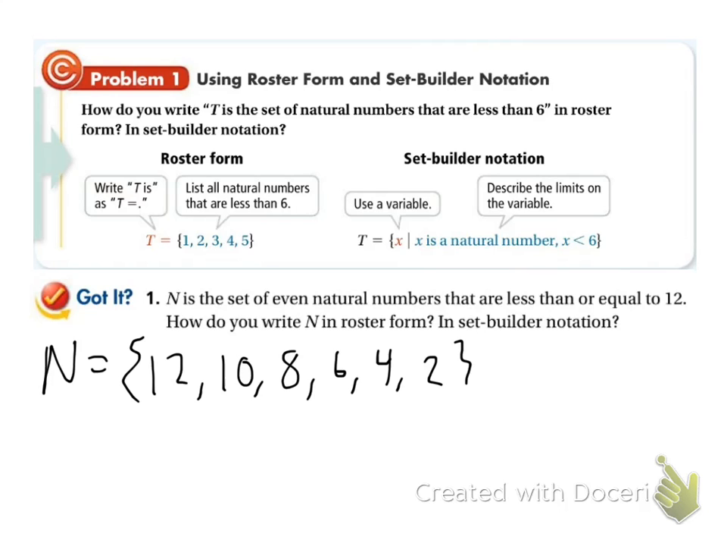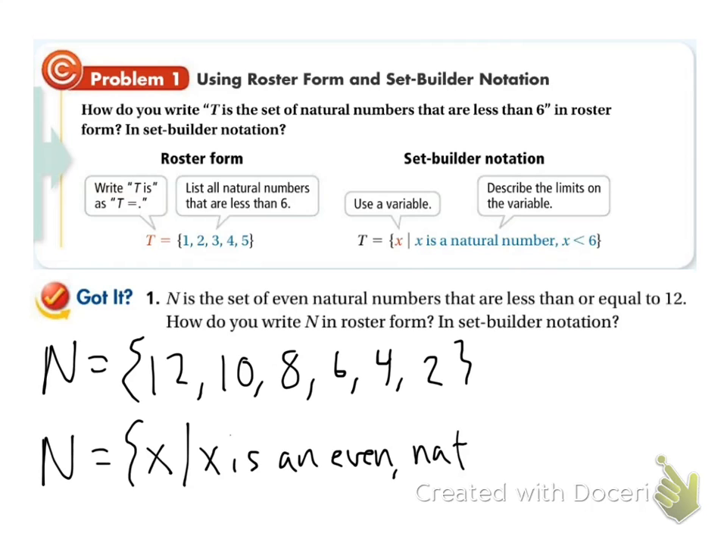And then, to write it in set builder notation, I'll use x. So x such that x is an even natural number, and then I use a comma and I give my inequality. So x less than or equal to 12.